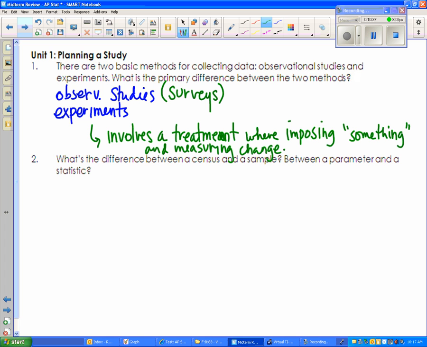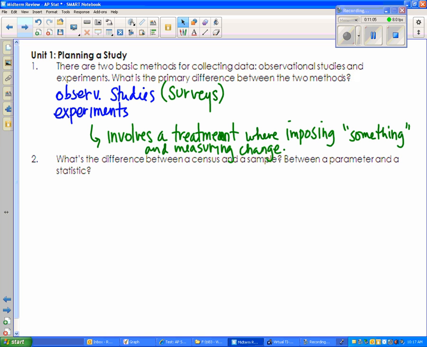So I know at the beginning of the year, when we first started talking about the difference between an observational study and a treatment, we were saying that, with an observational study, the researcher doesn't really interfere with the subjects. But I think that caused a little confusion. A researcher can certainly go up to somebody and ask their opinion. That's considered an observational study. It's a survey.